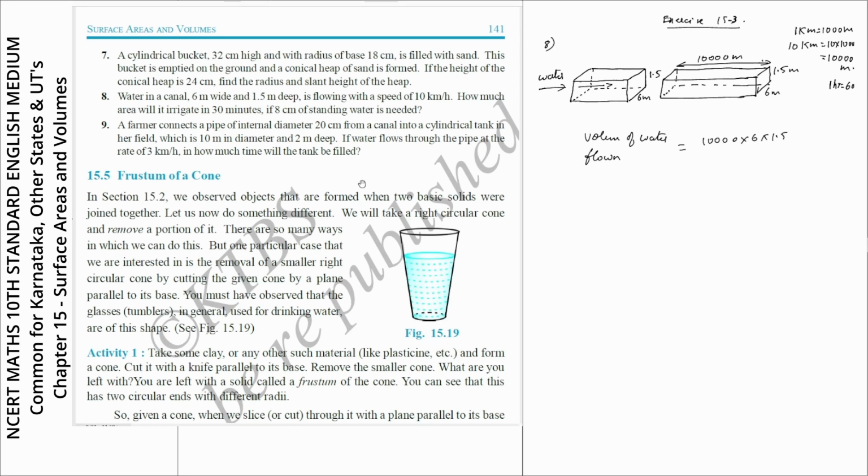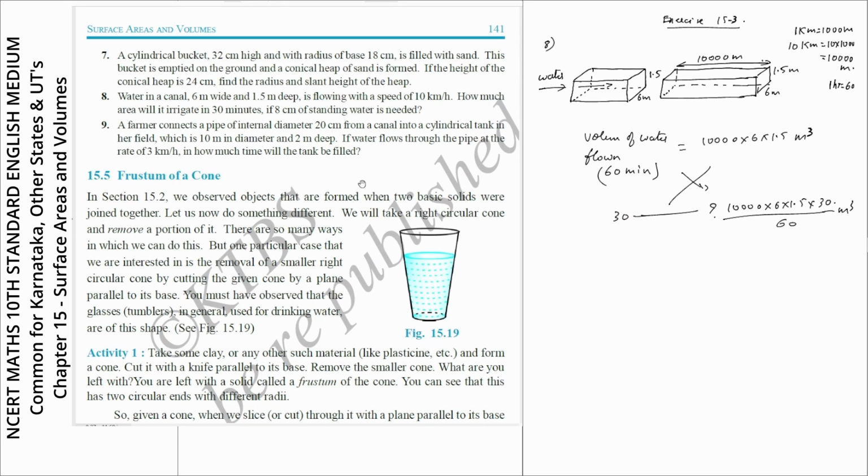The rate of water flow is 10,000 meters per hour. So in 1 hour the water flown will be 10,000 into 6 into 1.5 meter cube. So this is for 60 minutes. So what is the water flown for 30 minutes? It's a simple cross multiplication. So 10,000 into 6 into 1.5 into 30 by 60 meter cube will be the water flown.